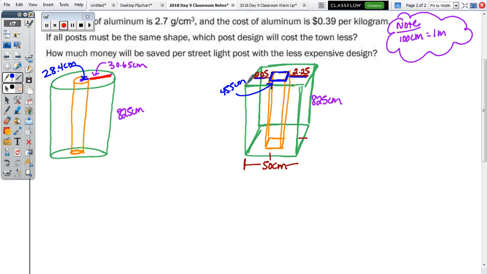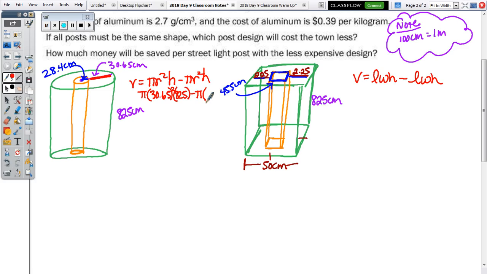All right, so now that we have our pictures labeled, let's go ahead and find the volume of the post. And I'll see if I can squeeze it in there. So the volume of this post is going to be, again, pi r squared h minus pi r squared h, the large minus the small. And then over here, the volume for the rectangular prism is length times width times height minus length times width times height. So plugging in the dimensions of the larger cylinder, this is going to be pi times our radius of the larger, again, was 30.65 squared times the height of 825. A little blurry.